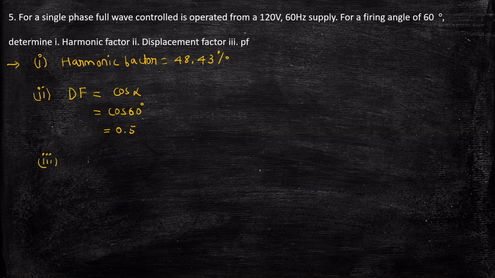The third bit of the problem is the power factor. The power factor is given as 0.9 times cos alpha. Cos alpha can be written as DF, so 0.9 into 0.5, you will be getting 0.45 lagging, because the current is lagging behind the voltage, isn't it? That is the reason.